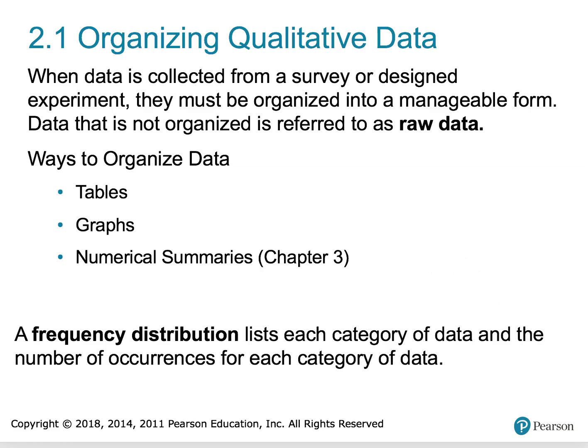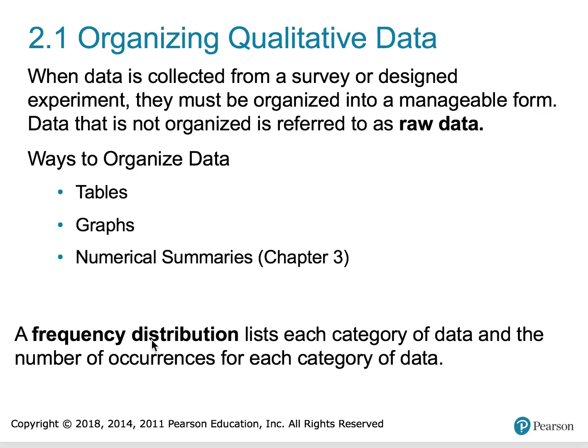Okay, now we're in chapter 2. In this section, we're going to concentrate on qualitative data. Remember what it meant to be qualitative. When data is collected from a survey or an experiment, it must be organized into a manageable form. Data that's not organized is referred to as raw data. So we're going to talk about organizing data in tables and graphs and later numerical summaries.